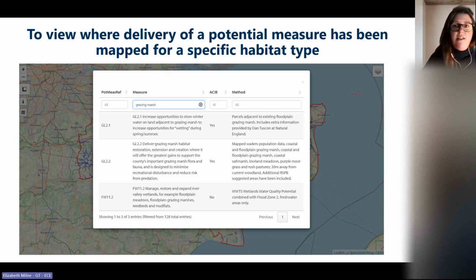So what you would do is take your particular habitat, but you could also just put in keywords. It might be that you want to understand what restoration or creation actions there are across all the habitats. So you could either put the habitat or particular action in the measure search box on the table. Once you've put that in, it will bring up all the measures that relate to that particular habitat type. So you can see here that there are 3 measures within the strategy that have been mapped that relate to grazing marsh. You would note those reference numbers down, and then you would go back to the mapping layer.